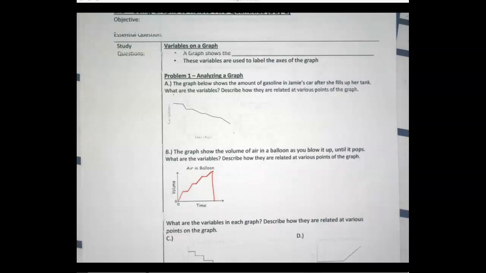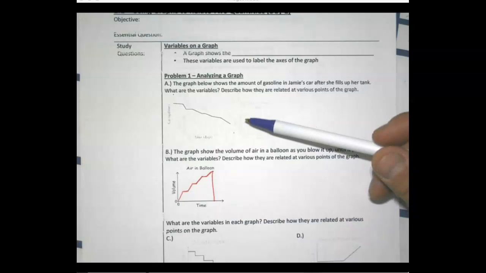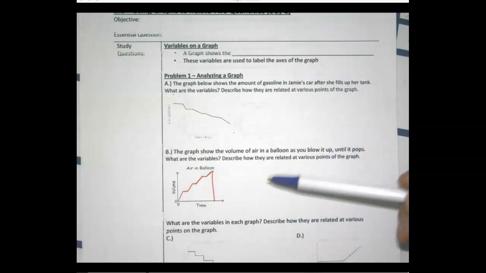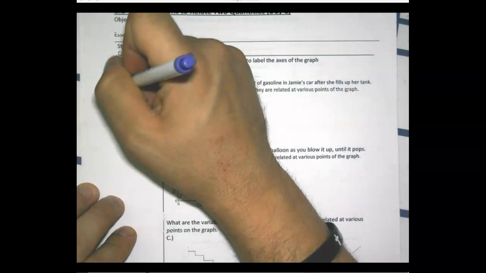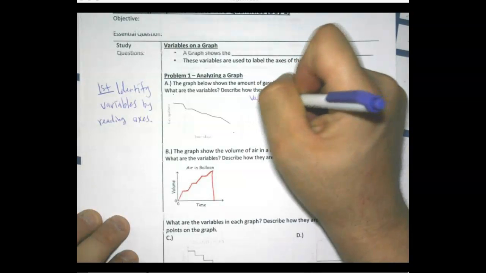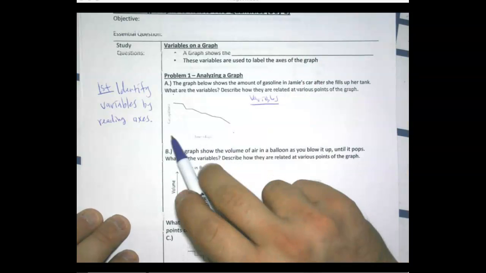Okay, guys. So the main thing on these, where you're looking at a graph, is to identify the variables and then explain what's happening in the graph between the variables. So first of all, to identify the variables, all you have to do is read the axes, the vertical and horizontal axis. Right here, the variables in the first one are time in days and gas in gallons.